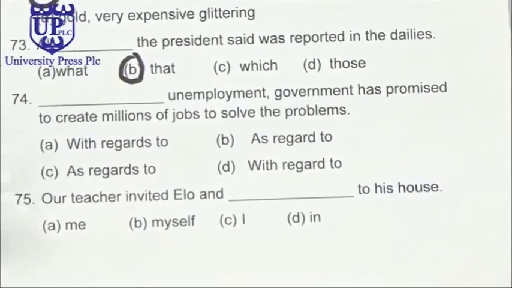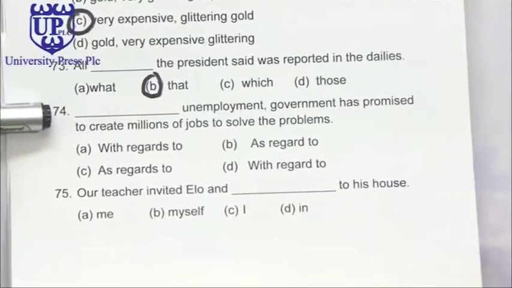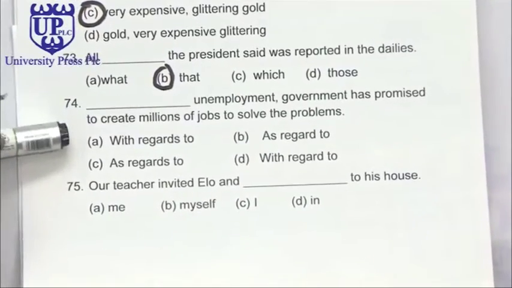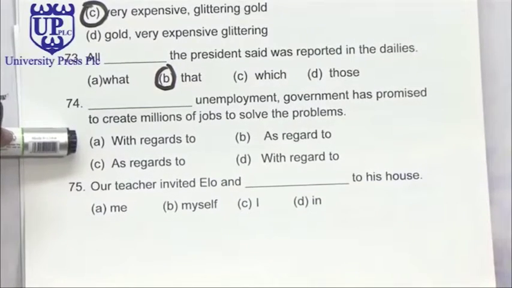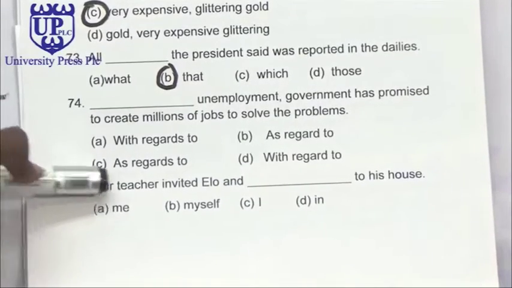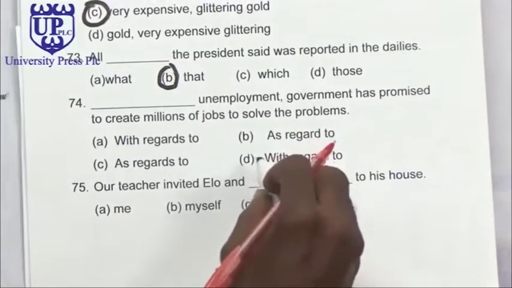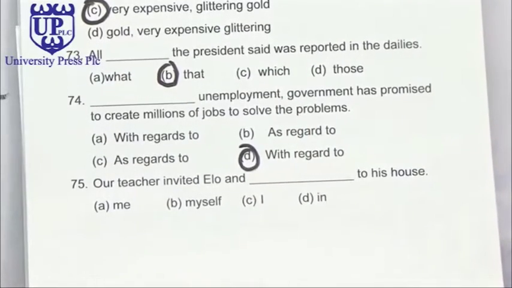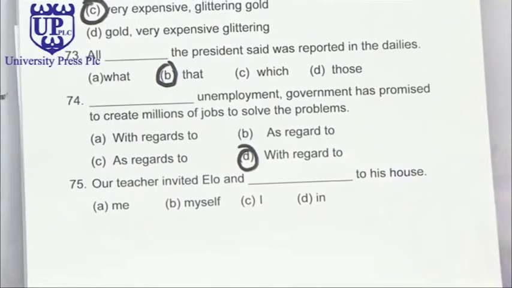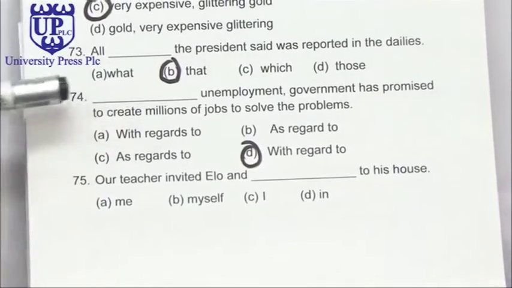And the next one is number 74. You have dash unemployment. Government has promised to create millions of jobs to solve the problems. Now you have with regards to, as regards to. The answer is with regard to. If you want to use regards, it will be as regards, so there will be no to. As regards the matter, it is already a settled case. But this one is with regard to unemployment.